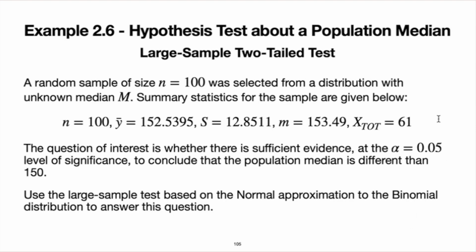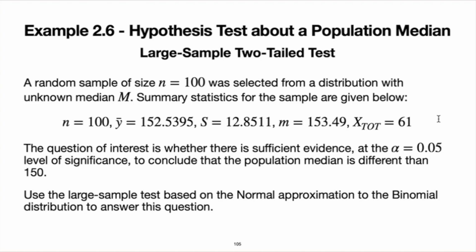And so finally, let's do one more example. We'll do a two-tailed test, a large sample two-tailed test. Again, when I say large, I'm not saying that the sample is large. What I'm saying is that we're using a procedure that's meant to be used for large samples. In this example, though, we do have an even larger sample size. So in this example, we're using 100 observations.